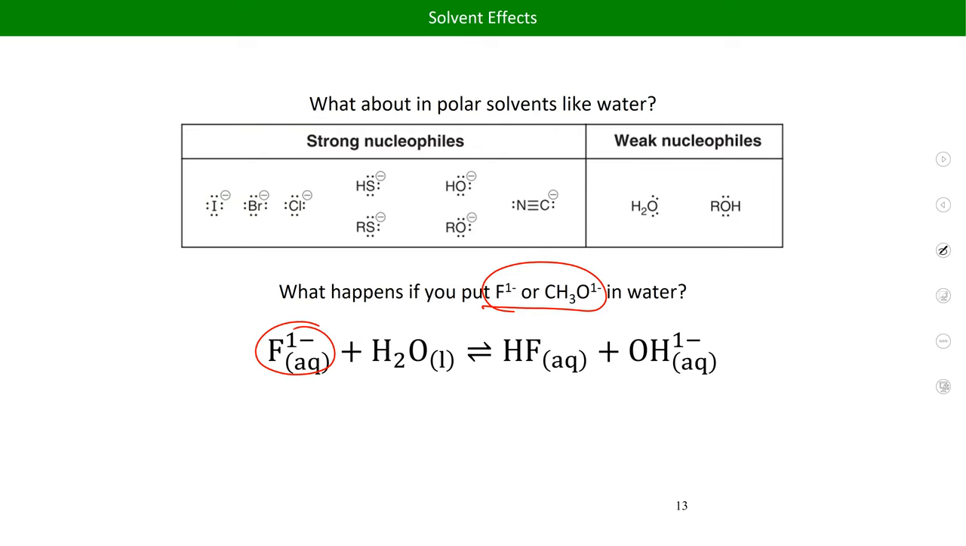So we can make our nucleophiles stronger if we do these. We need it to be in a polar solvent, but it can be in a polar aprotic solvent.